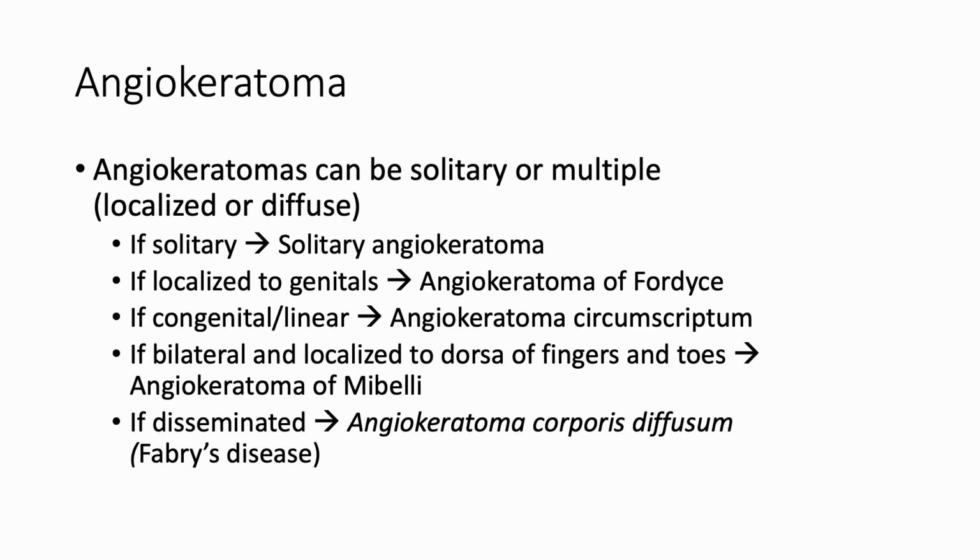Let's move now to angiokeratomas. And angiokeratomas come in different flavors. They can be solitary, multiple, localized, or diffuse. And we're not discussing each of them, but you can have solitary angiokeratomas. On the genitals, you have the angiokeratomas of Fordyce. You have congenital variants. You can have them on the fingers, on the toes, and disseminated associated to systemic diseases like Fabry disease. And these are the different clinical variants.